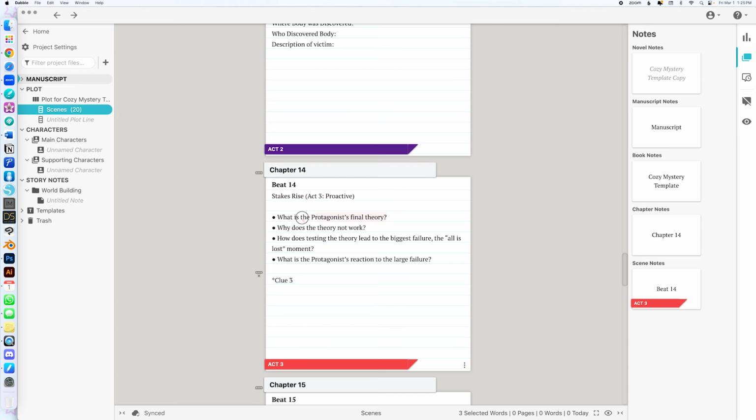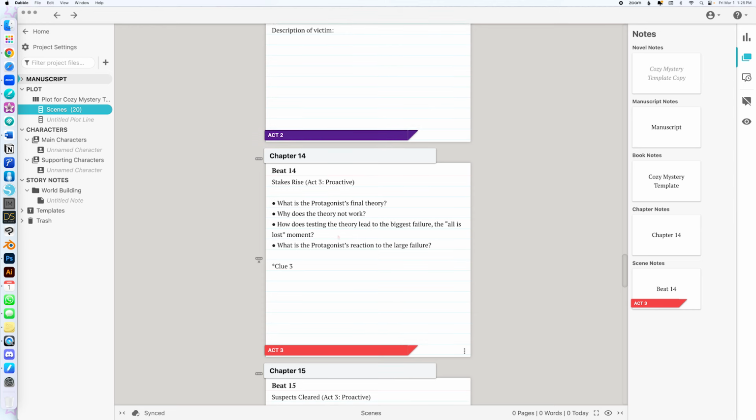So what is the protagonist's final theory? Why does this theory not work? Because if it worked, then that's the end of the book, and it's not the end of the book, it's just the middle. How does testing the theory lead to the biggest failure?